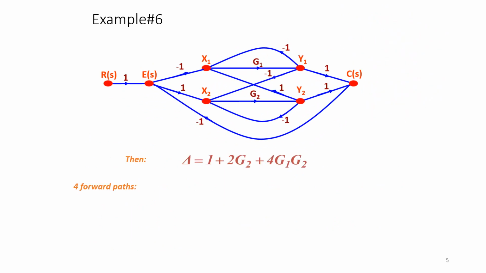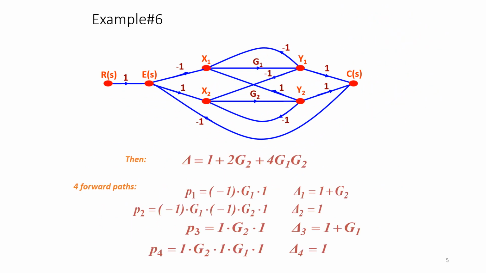And coming to the forward paths, we have 4 forward paths. So one is this one forward path, you have another forward path like this, and you have one forward path like this. Okay, so one more forward path in the another direction. So P1, P2, P3, P4, and delta 1, delta 2, delta 3, delta 4 is nothing but equal to 1 plus G2, delta 2 is 1, delta 3 is 1 plus G1, and delta 4 is 1.